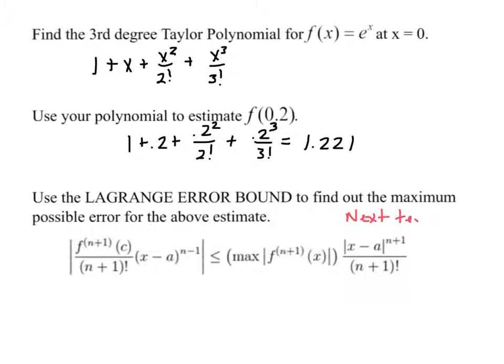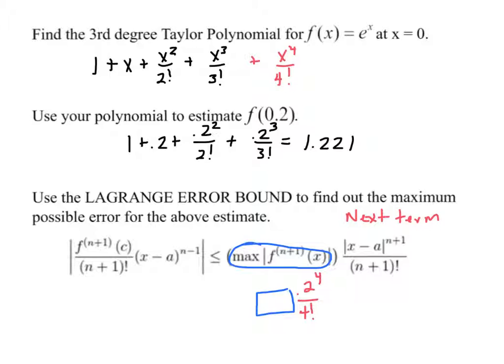For us, that next term would be x to the 4th over 4 factorial. You're still going to do that, okay? You are going to plug 0.2 in to that. You're going to have 0.2 to the 4th over 4 factorial. But we have a multiplier that we have to put out front. It has to do with the maximum of a derivative. Okay, and I want to come back to that in a second.